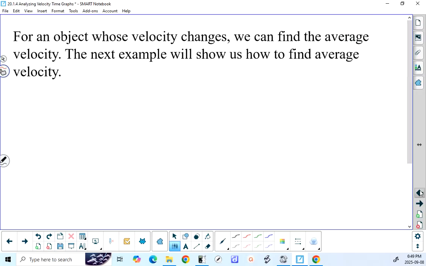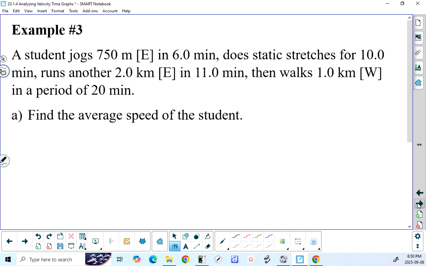All right, for an object whose velocity is changing, in other words, it's accelerating, you can find average velocity. And whatever you think the word average means here, just put it out of your head, because what it does not mean is what it would mean in a math class. Okay? So we're going to learn what it means and how to work with it by looking at this situation. A student jogs 750 meters east in 6 minutes.